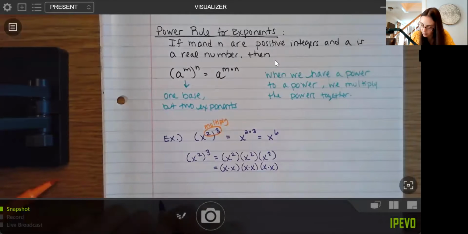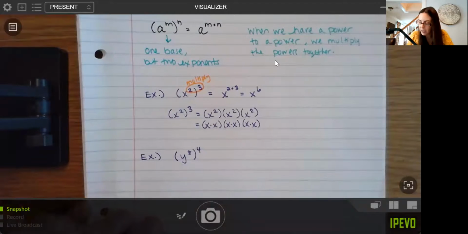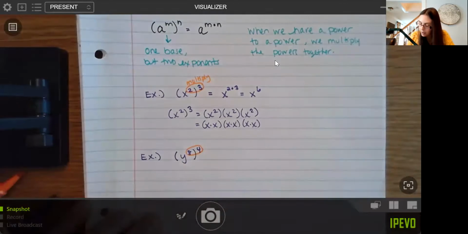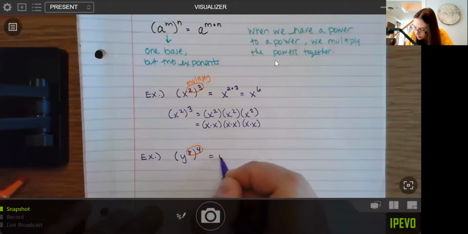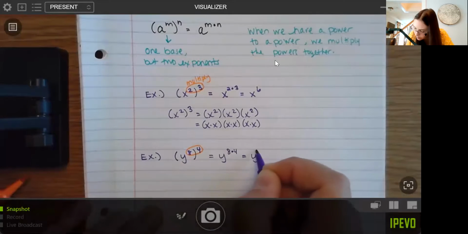Okay, let's do another example. So here, y to the 8th to the 4th. So again, I see I have those double exponents there. I'm going to multiply. So I do 8 times 4, which is 32.